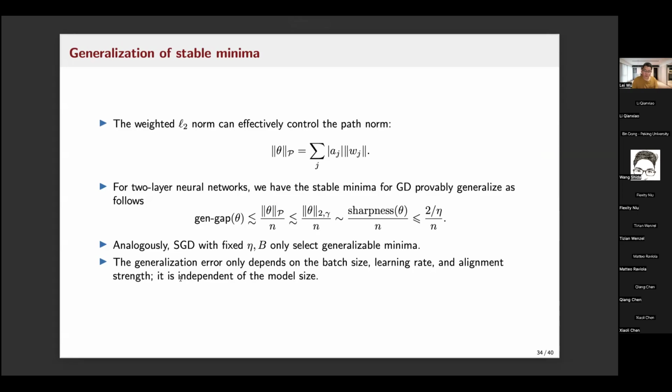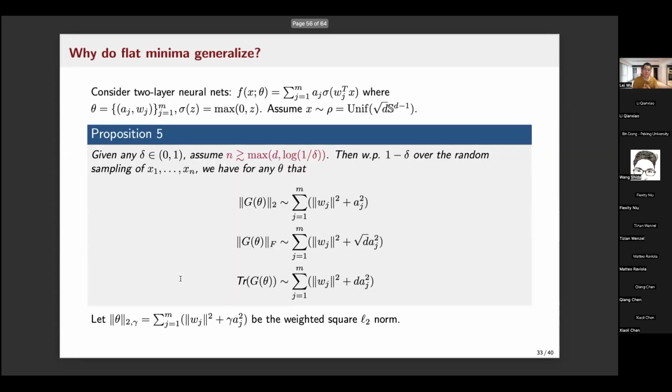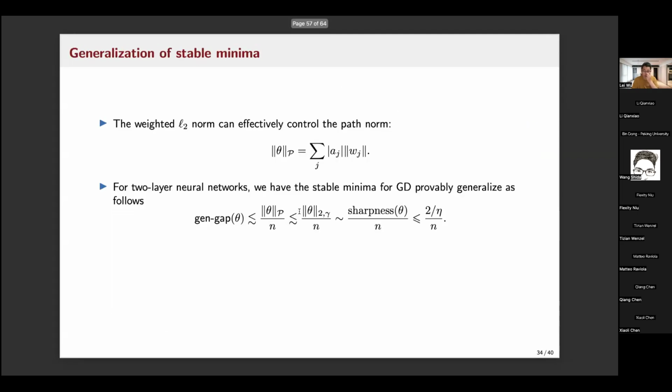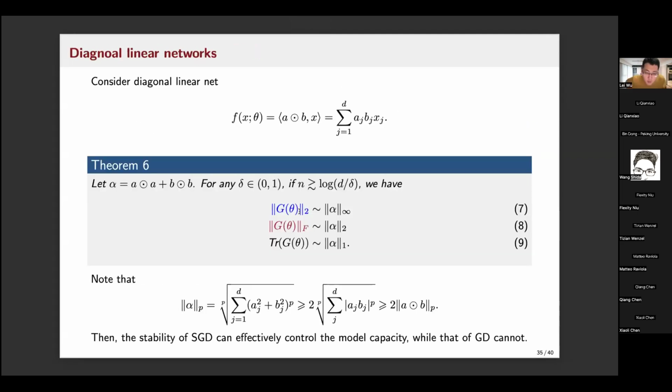However, this model cannot explain why SGD generalizes better than GD, because the Frobenius norm and the L2 norm give us not exactly the same, but both effective control on the capacity of our models. We can look at another model. In this case, the stability of GD and SGD give us a totally different control of the capacity.